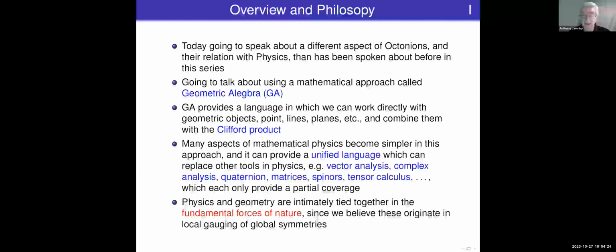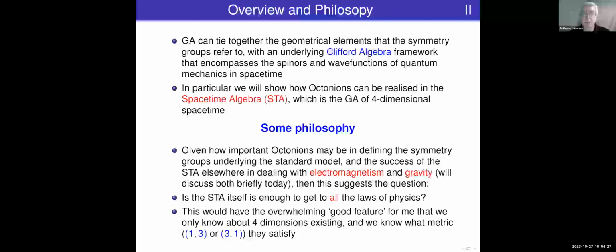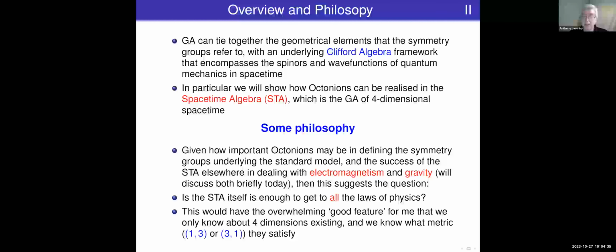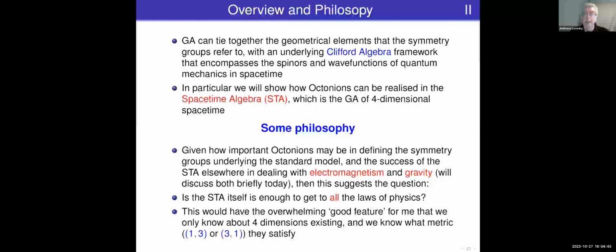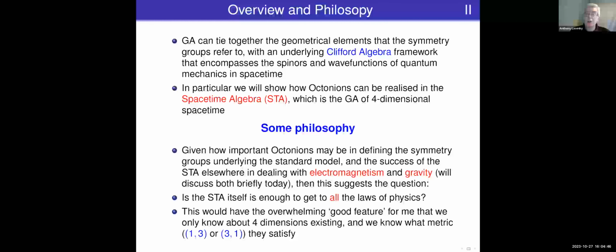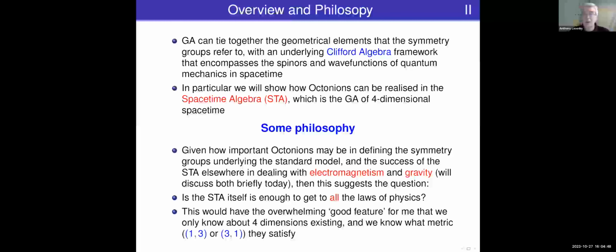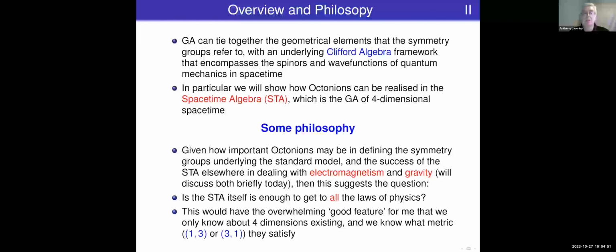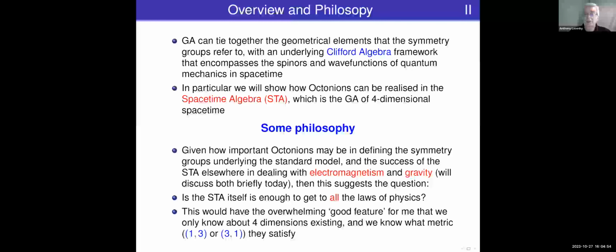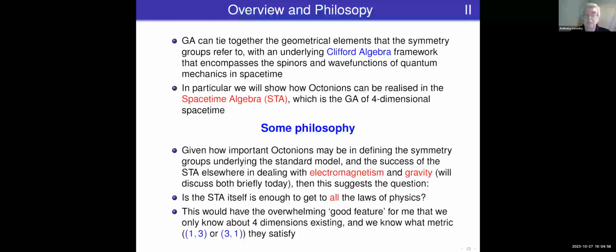So clearly physics and geometry are intimately tied together in the fundamental forces of nature. We believe these originate in the local gauging of global symmetries. And what geometric algebra can do is tie together the geometrical elements that the symmetry groups refer to with an underlying Clifford algebra framework. And that, for example, encompasses the spinors and the wave functions of quantum mechanics in space-time. Both the operators and things they operate on in all of this all belong to the same algebra. In particular, I'm going to show how octonions can be realized in the space-time algebra, the STA, which is the geometric algebra of four-dimensional space-time.